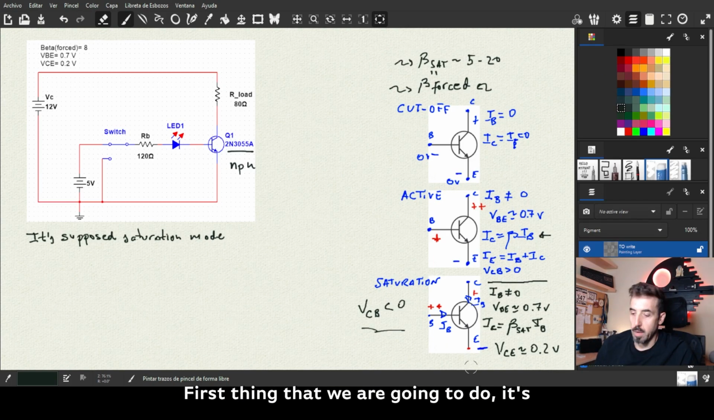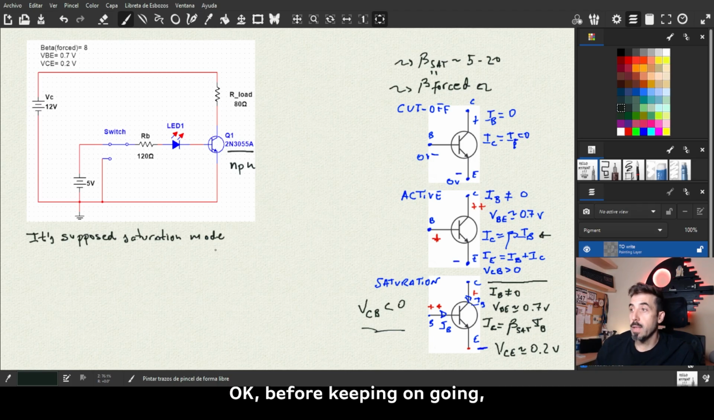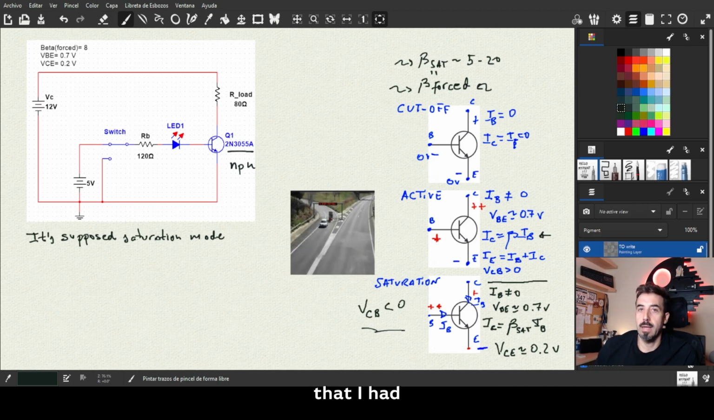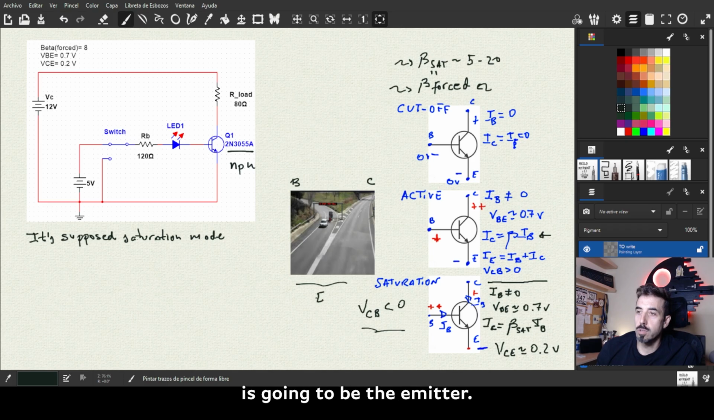Let's go now to apply these equations and find the voltages and currents through the terminals. First thing that we are going to do is suppose that we work in saturation, okay? Before we keep on going, let me remind you of the analogy that I had with the highway. So this is a highway, a junction, and remember that I mentioned before that this is going to be the base, and that is going to be the collector.